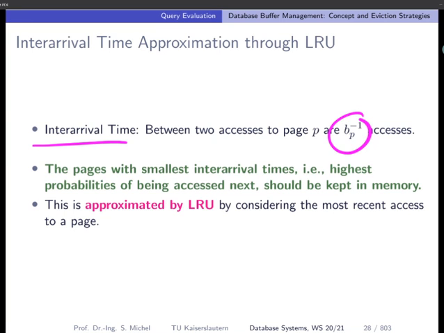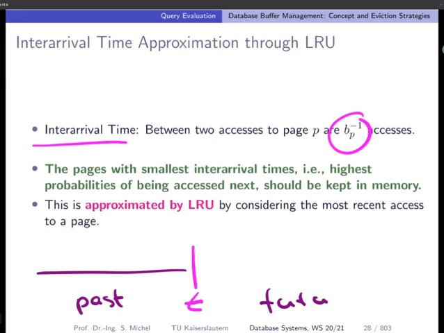Now, if you're standing at a certain time point t, and you have seen accesses to other pages in the past, so this is the past and this is the future, and we don't know the future, obviously, you now have to decide which pages to keep from these pages in the past. And of course, you want to keep those that will show up in the near future, over those which will not happen to be accessed in the near future, but later maybe. So you want to keep the ones with the smallest inter-arrival time.